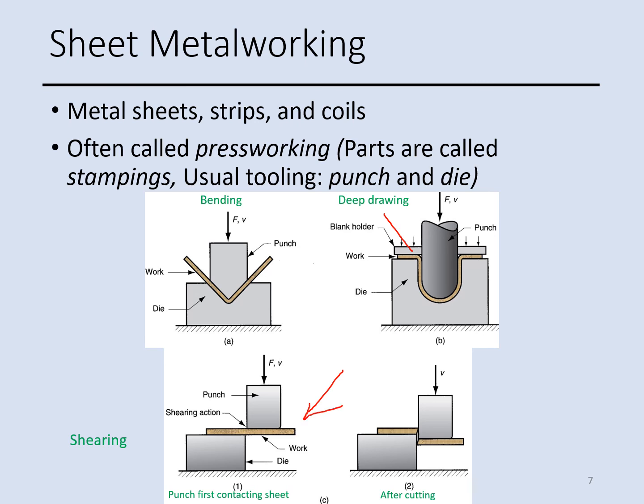Bending involves straining of a metal sheet or plate to take an angle along a straight line. So we apply a certain load until we get the desired angle on this workpiece. It's called bending. The next one is drawing.